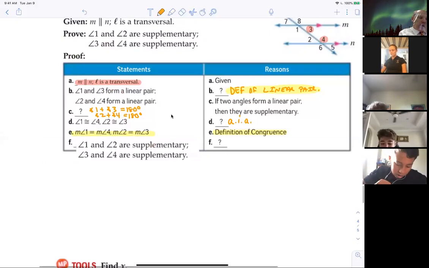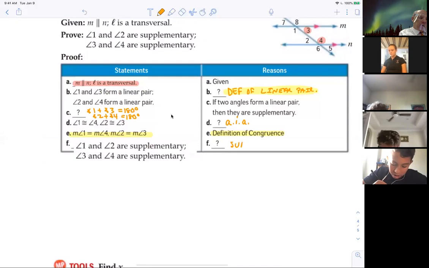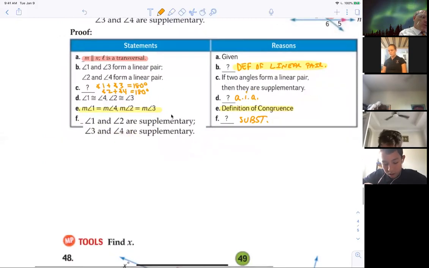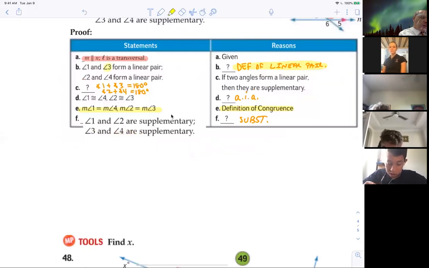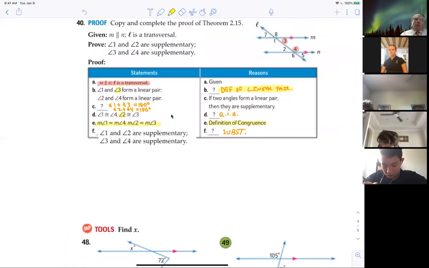Substitution. All right, now it kind of was in a little rush here. It's substitution. Now, again, how do I know it's substitution? I'm going to highlight. Angle 1 and 3 form a linear pair, right? And 2 is congruent to 3. So I'm replacing 3 with 2. Does everybody see that? All right. So now we've just proven that the consecutive interior angles are supplementary.